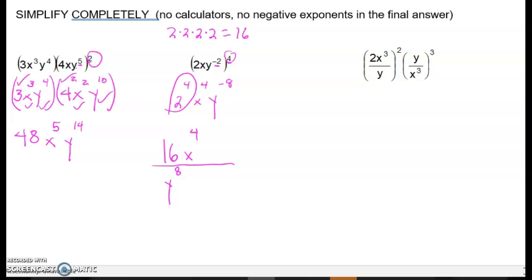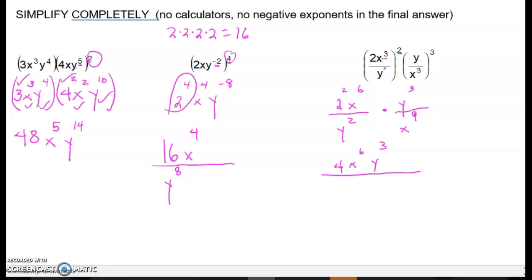Okay, the next problem. Everything inside parentheses, top of the fraction and bottom of the fraction, will be squared. So we have 2 squared, x to the third squared, power to a power, multiply, and y to the first squared, that would be y squared, times everything inside parentheses being cubed, y cubed over x to the ninth power. So that would give me 4 x to the sixth, y to the third.